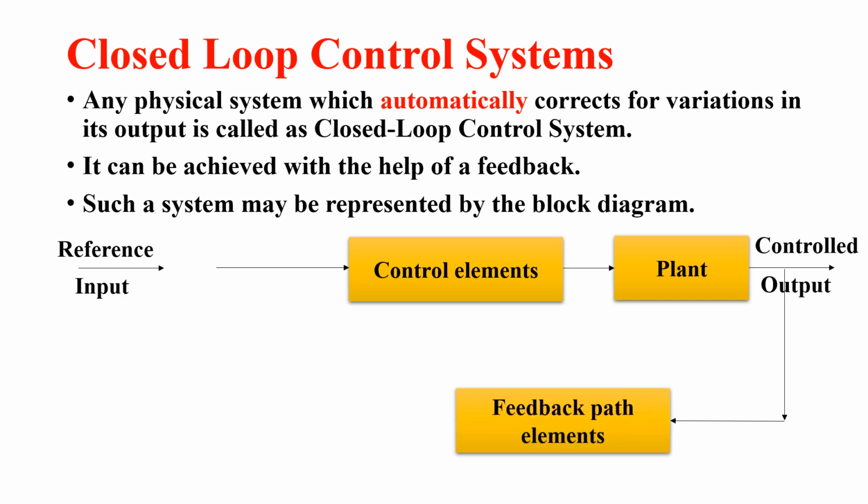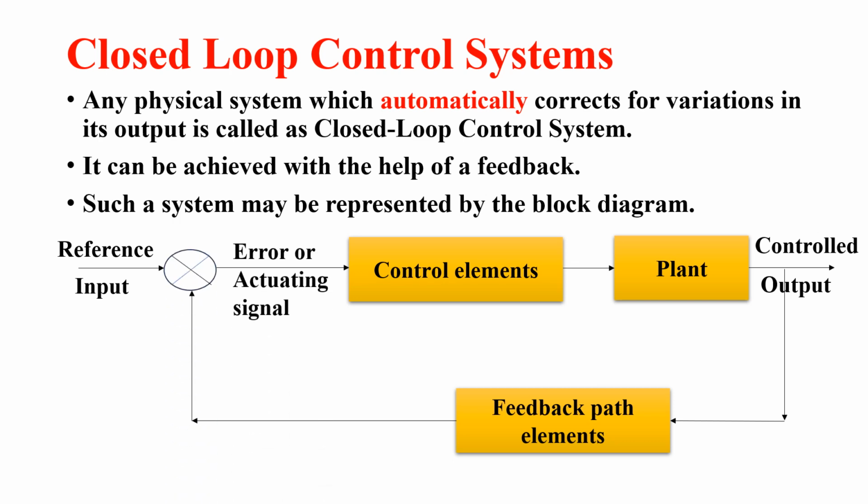And then we have another important block, feedback path elements. So this is the very important block of a closed loop control system. Then we have error or actuating signal. That cross block is known as the error detector, and the signal coming out of that is an error or actuating signal. So that is the block diagram.